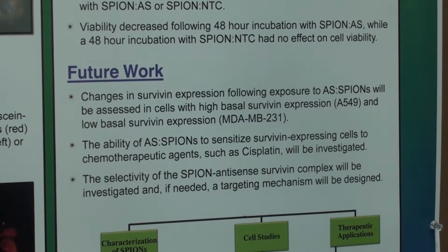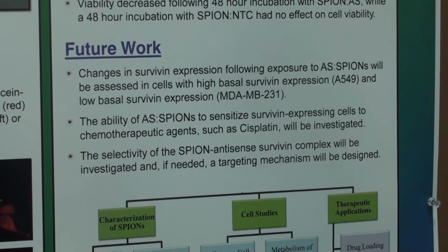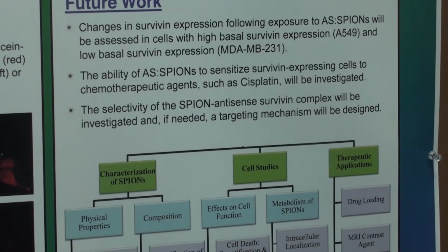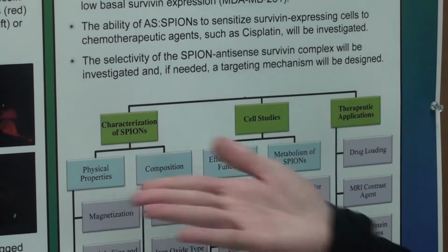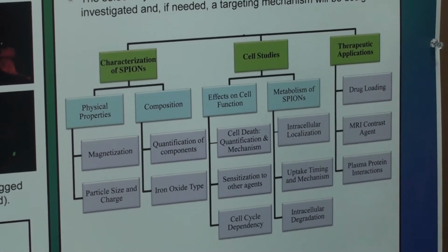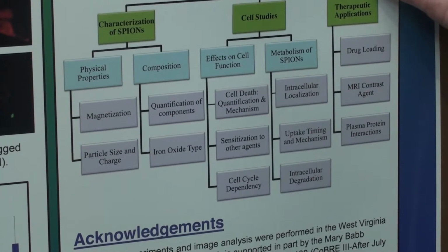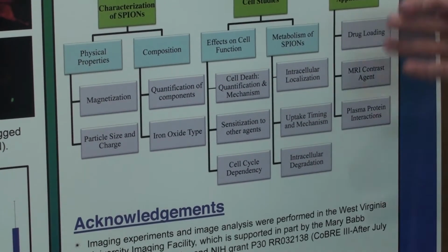And then we want to see if we can use these particles to sensitize our cells to chemotherapy agents like cisplatin. We have done initial dosing studies, and that's because survivin is anti-apoptotic, which means that its removal by itself does not inherently kill the cell. There still needs to be some sort of stimulus, whether intrinsic or extrinsic. So if we can stimulate this with cisplatin, we might see even greater cell death.